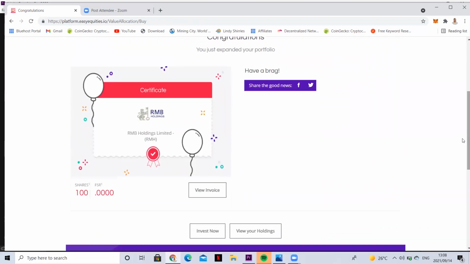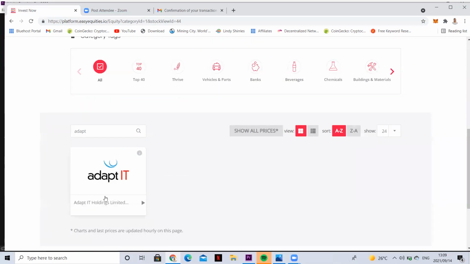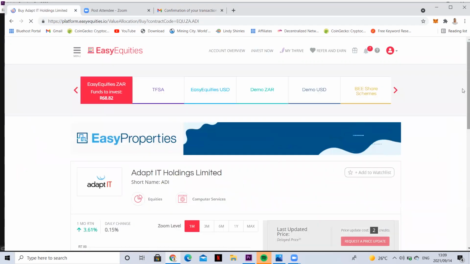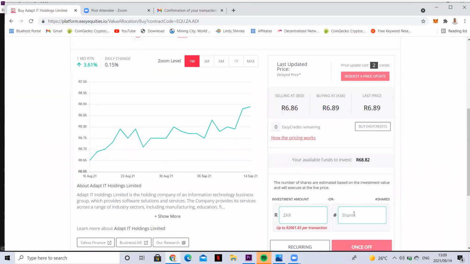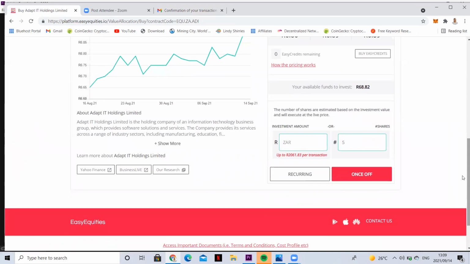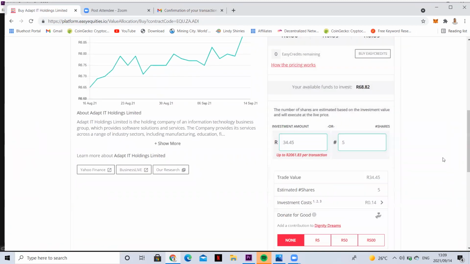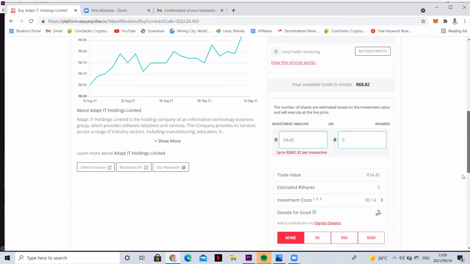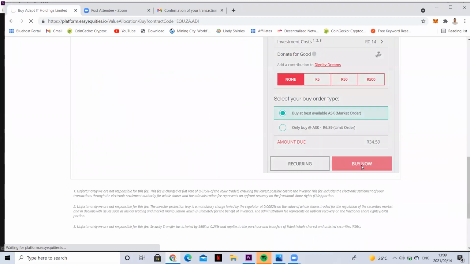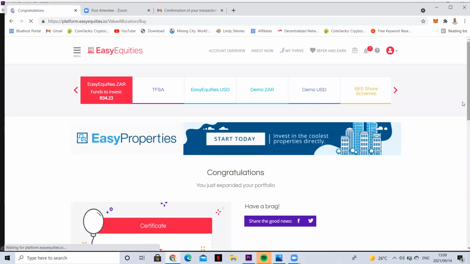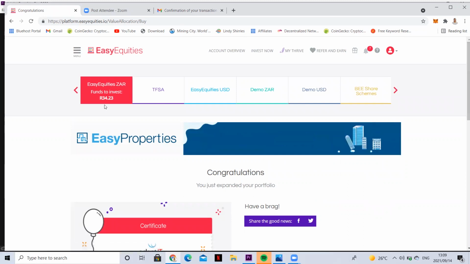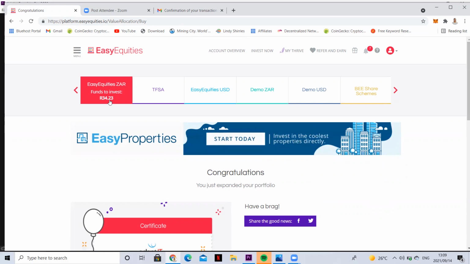So now I have 10 of my shares that I bought, different shares. And now I want to go back and buy even more shares in different companies. Adapt IT. So I'll get 5 more if it allows. If it doesn't allow, I get less. 5. Let's see how much money 5 would need. Can you see 5? It actually needs 34. So I now have 10 shares at Adapt IT. So I have that. Guys, I still have money. So I have 34 Rand. So I can even buy.